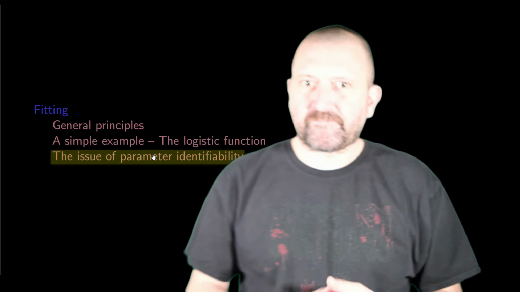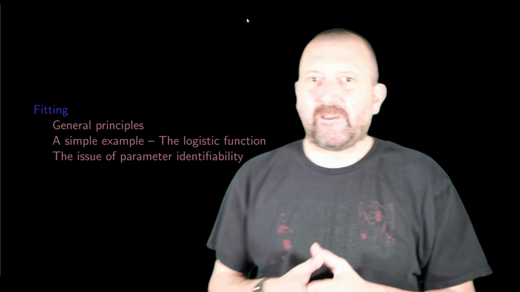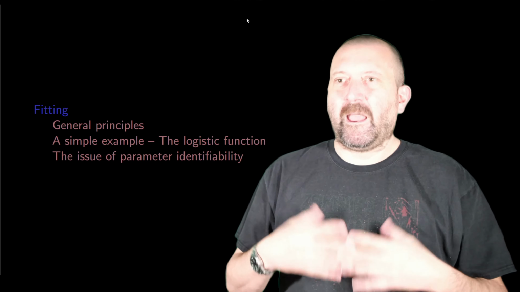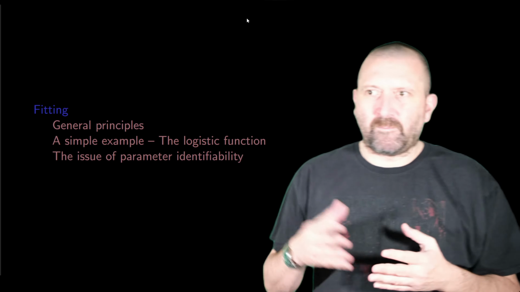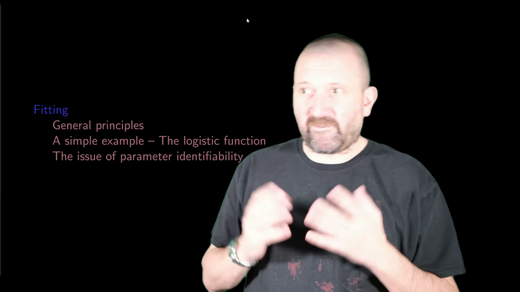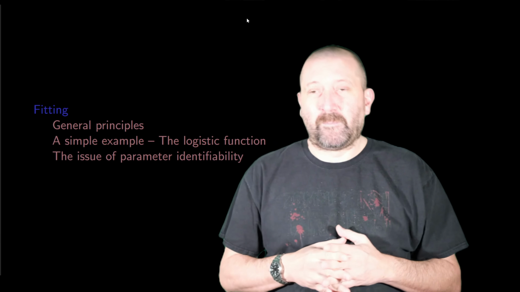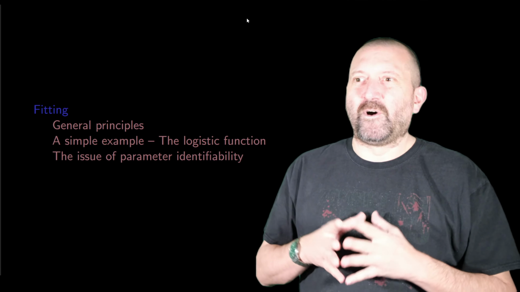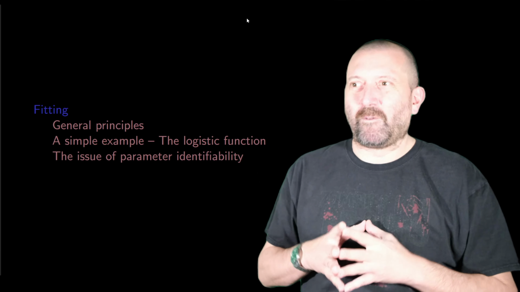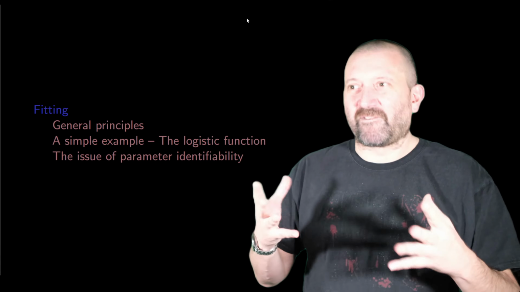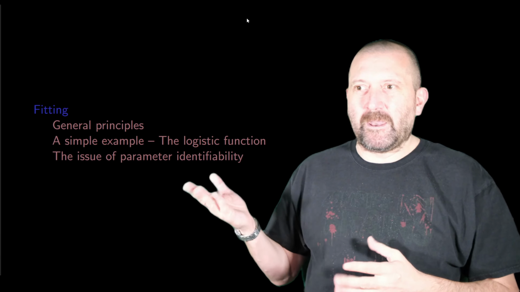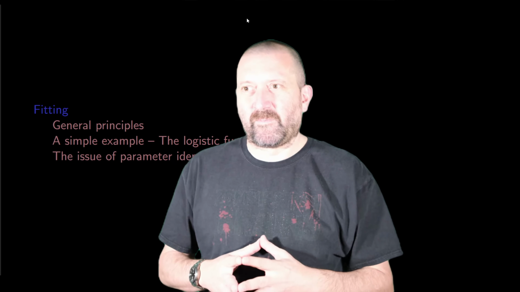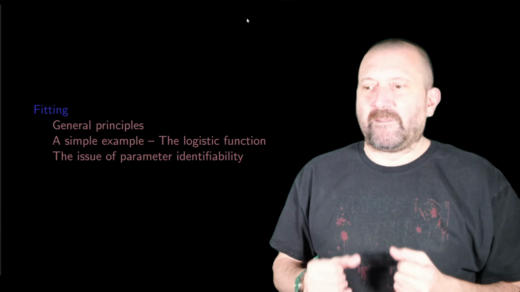So let me start with a little bit of an explanation of what it is we do, and then I'll go through a simple example of the logistic function. So not an epidemic model, epidemiological model in any sense, but one model where things are going to work quite well, just to show how things work. And then I'll mention this problem that I was talking about before, which is identifiability.